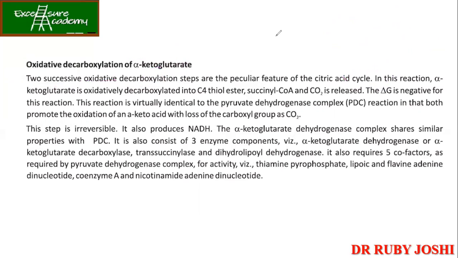Now, in this reaction, alpha ketoglutarate is oxidatively decarboxylated into C4-thioester called succinyl CoA, and CO2 is released. Again delta G is negative. So this reaction is virtually identical to the pyruvate dehydrogenase complex reaction. In both, it promotes oxidation of a keto acid with the loss of carboxyl group as CO2.